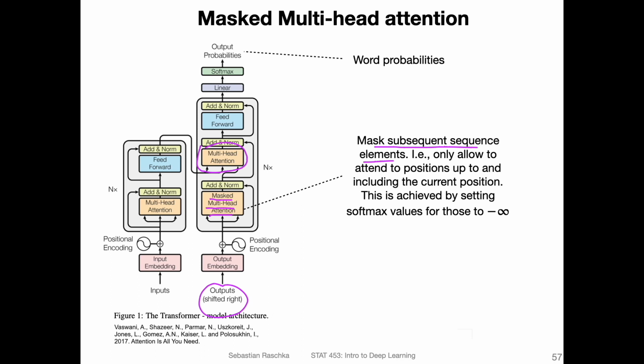So this will allow the model to attend to positions up to and including the current position. And how this masking works is by setting values as input to the softmax to -infinity, so that when softmax processes them, there will be zero probabilities. So this might look a little bit obscure, so I made another slide illustrating this masking.